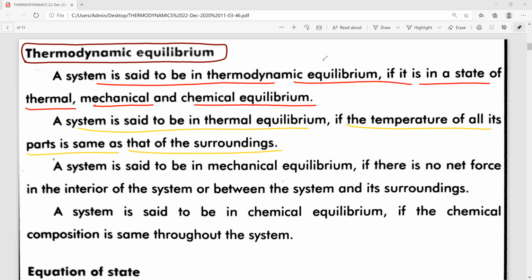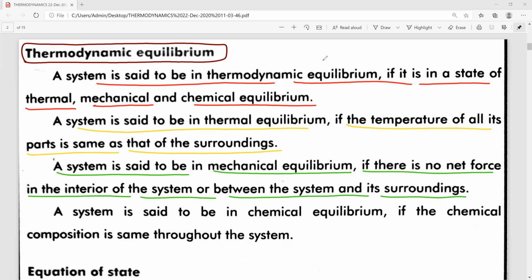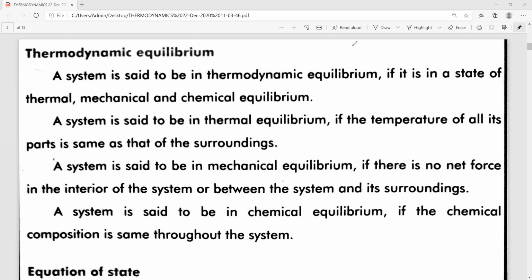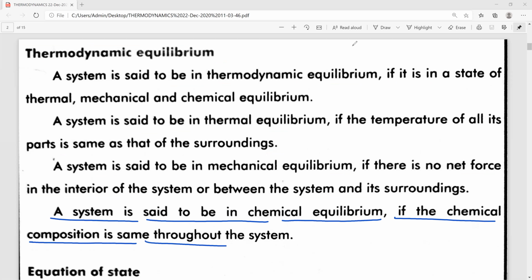Then mechanical equilibrium: a system is said to be in mechanical equilibrium if there is no net force in the interior of the system or between the system and its surrounding. Next, chemical equilibrium: a system is said to be in chemical equilibrium if the chemical composition is the same throughout the system.